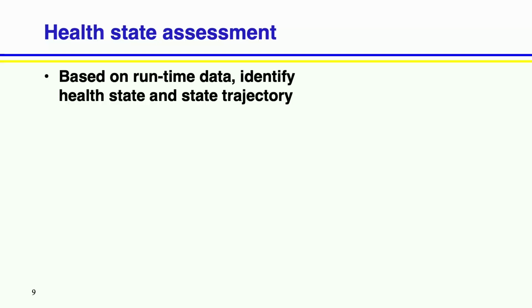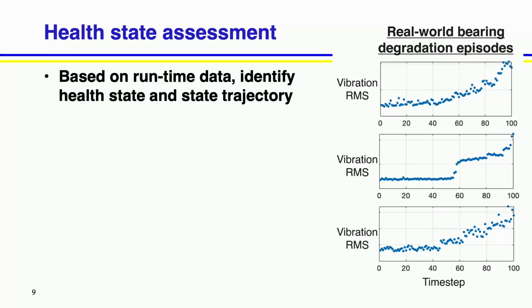So based on this runtime data, we'd like to be able to identify the state of health of the system and the trajectory of that state of health. Here's some data from a real-world example of a bearing degradation and failure. There's no scale on the vertical axis. This is real data, but I'm not going to go into the details about the actual magnitude of the failure. I'm just taking the last 100 time steps, which I think is about 100 minutes, so this is not millisecond data.